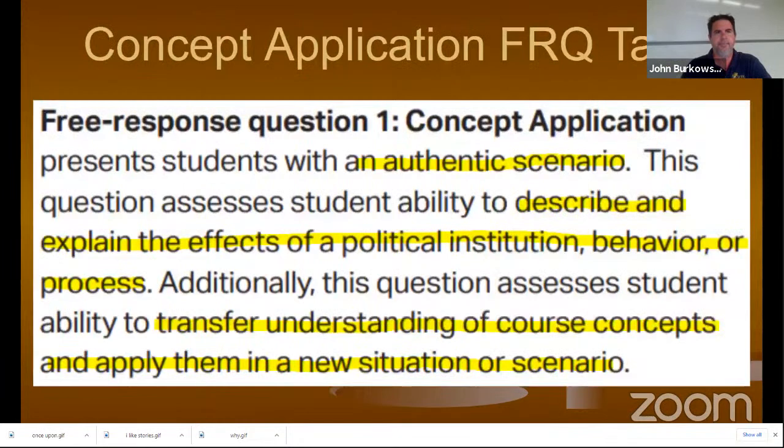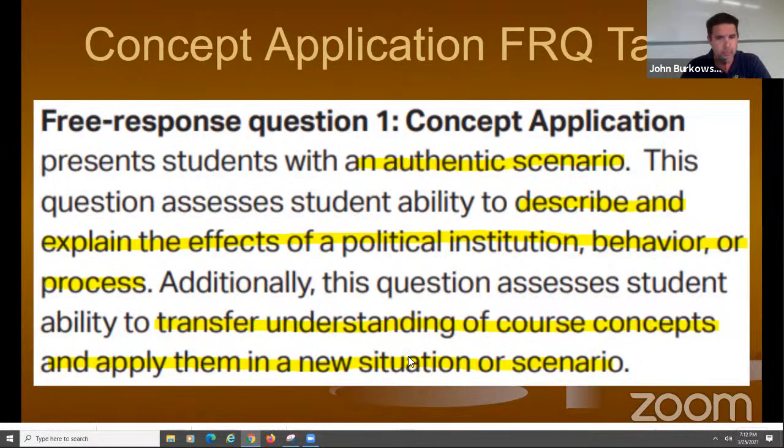To recap about this concept application, you're given an authentic scenario. So this is a real, legit action that's occurred. You will be asked to describe and explain the effects of a political institution, behavior, or process. But probably the more complex task will be to transfer understanding of a course concept and apply it in a new situation or scenario. That's where it's going to get more complex. So let's dive into that.